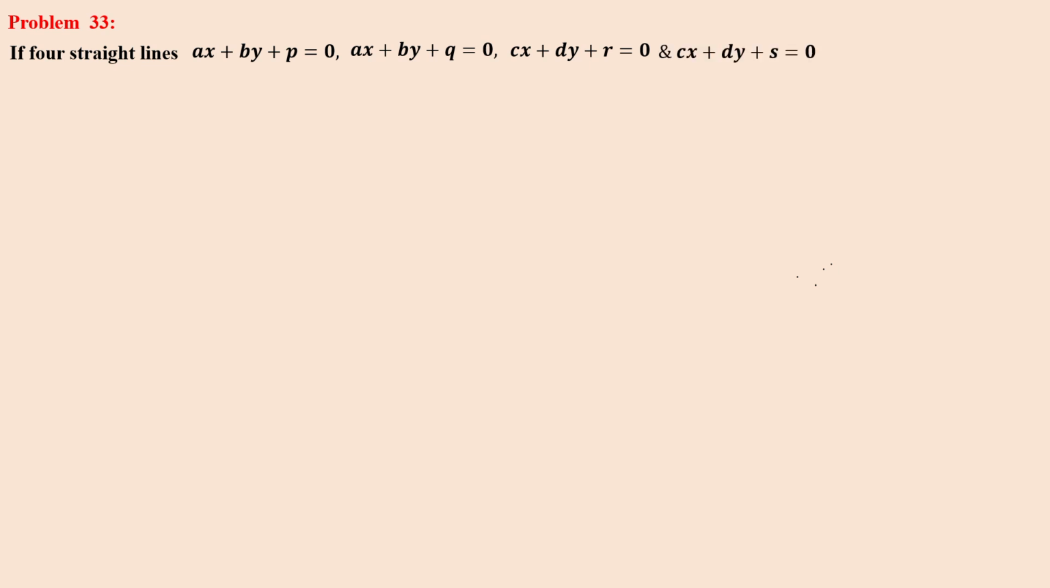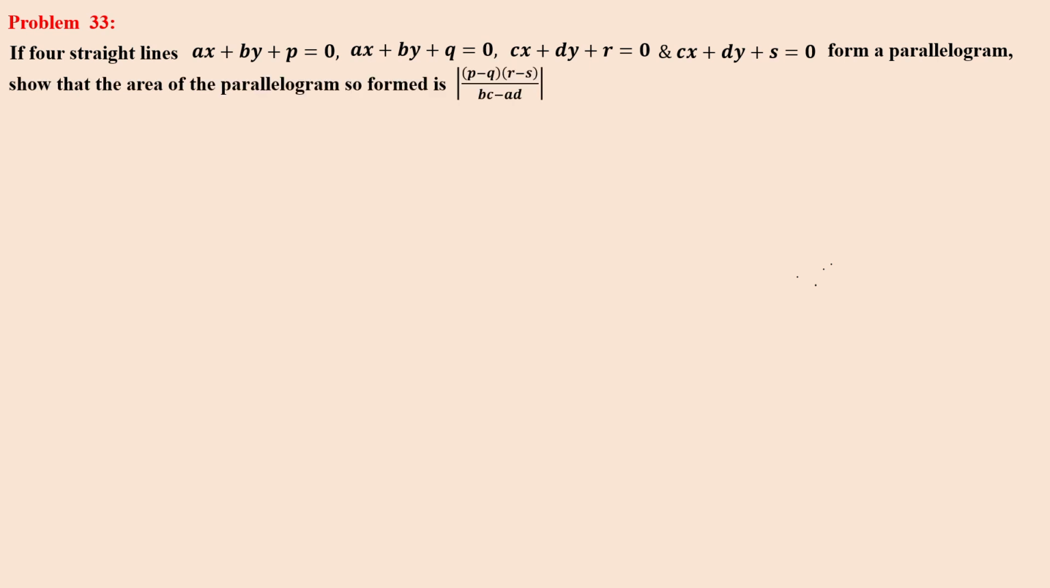Next problem. If four straight lines ax plus by plus p equal to 0, ax plus by plus q equal to 0, cx plus dy plus r equal to 0 and cx plus dy plus s equal to 0 form a parallelogram, show that the area of the parallelogram so formed is modulus (p minus q)(r minus s) by (bc minus ad). Given lines ax plus by plus p equal to 0, take it as equation number 1.